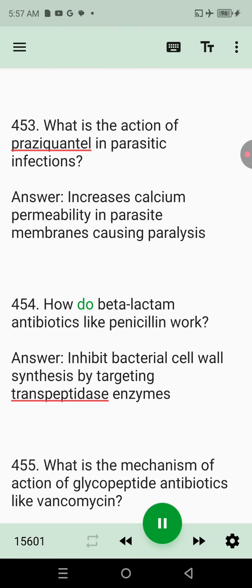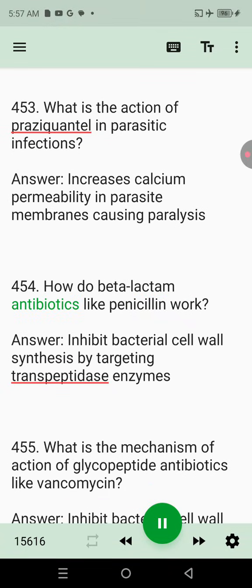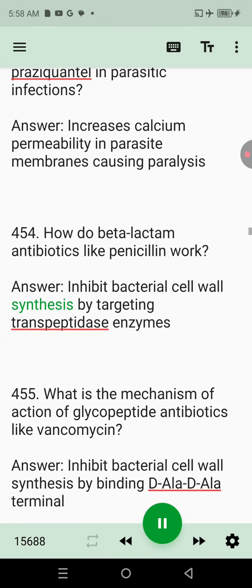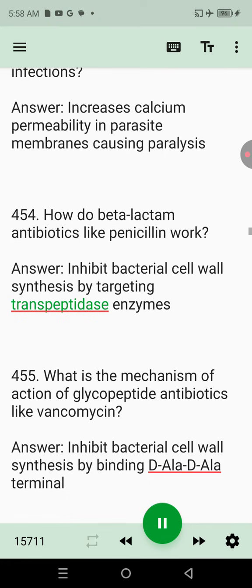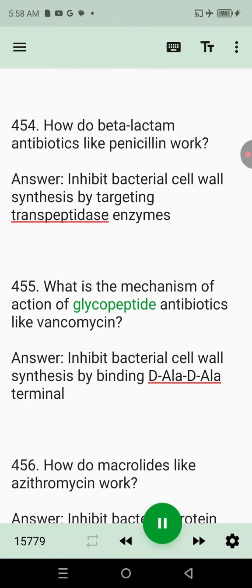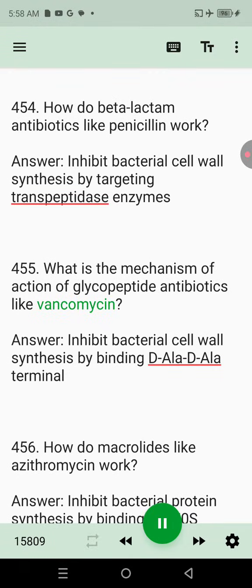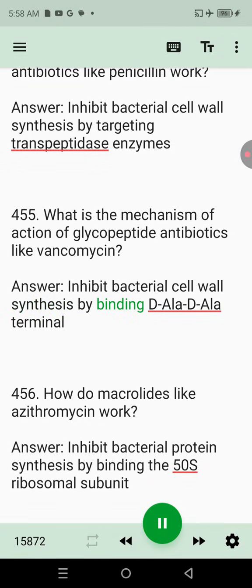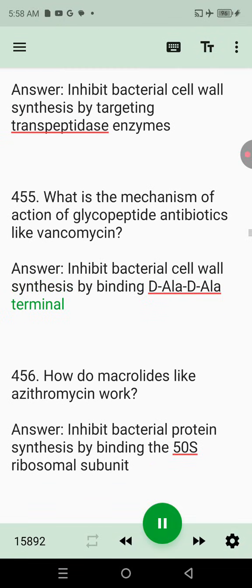454. How do beta-lactam antibiotics like penicillin work? Answer: Inhibit bacterial cell wall synthesis by targeting transpeptidase enzymes. 455. What is the mechanism of action of glycopeptide antibiotics like vancomycin? Answer: Inhibit bacterial cell wall synthesis by binding D-ala-D-ala terminal.